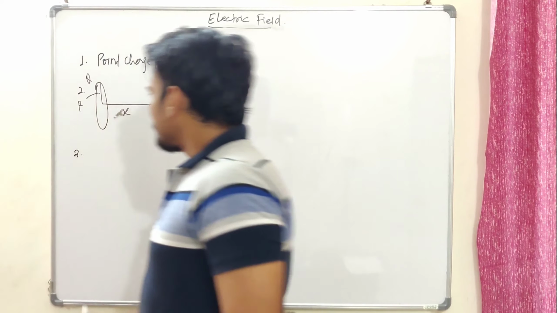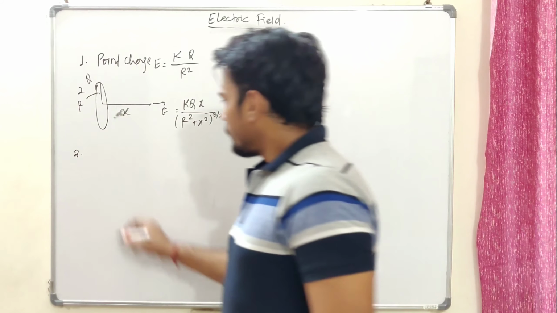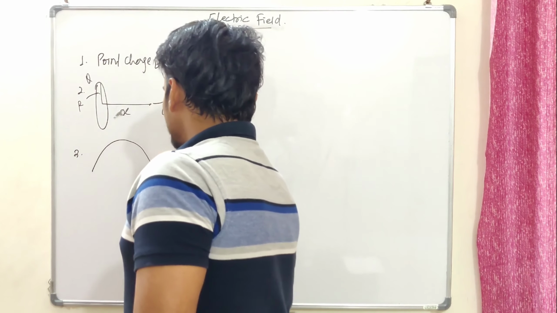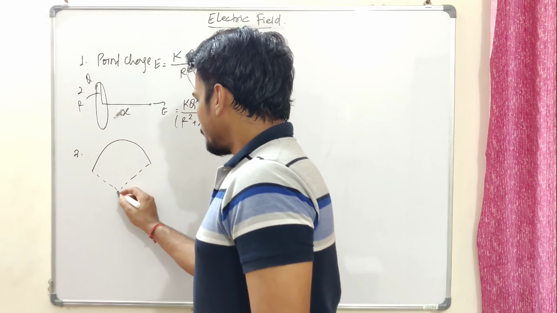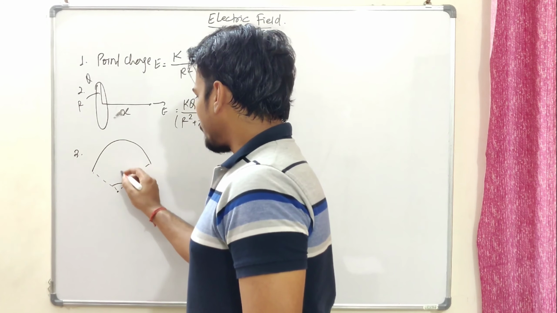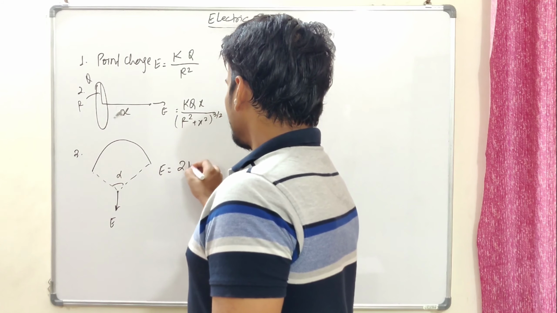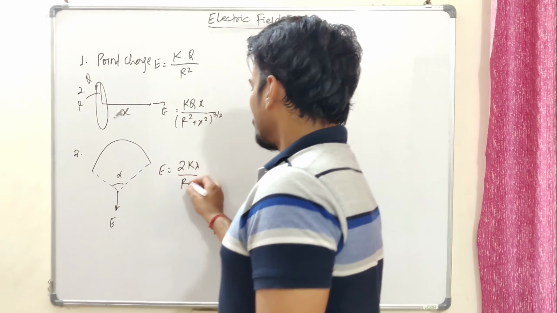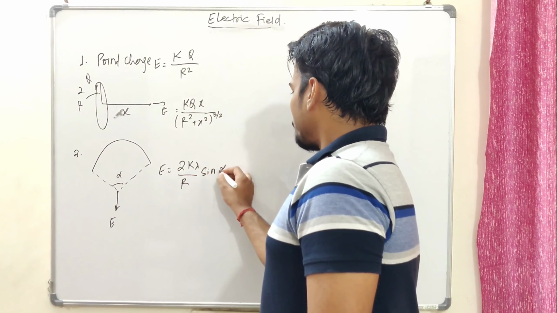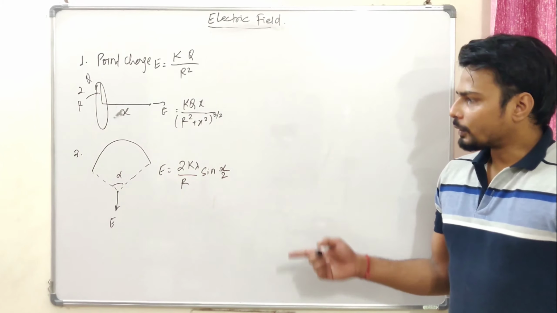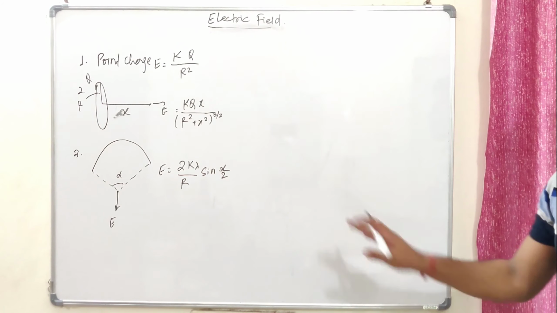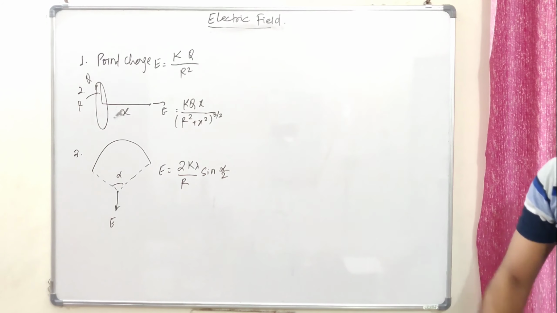Then we had the field due to an arc. Let's suppose that instead of a ring, they give you an arc making some angle alpha at the center, which I call the central angle. Then the field at this particular point was given as E equals 2k lambda over r into sine of alpha by 2. We have done so many questions based on the ring and arc with different angles, but this is one of the general formulae that you should know.